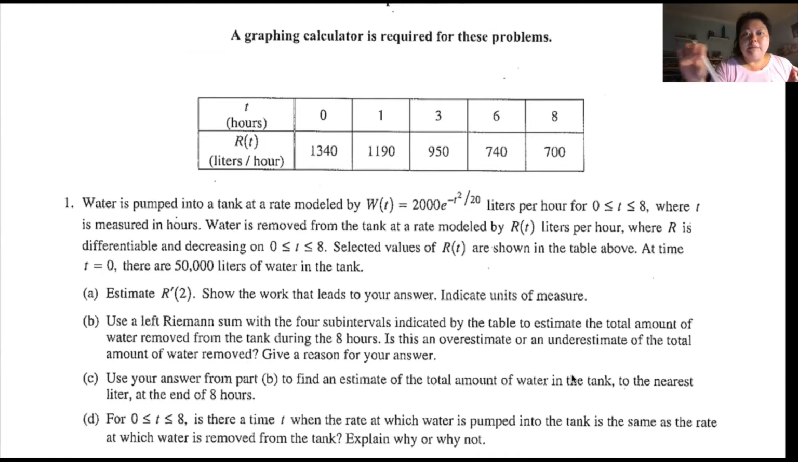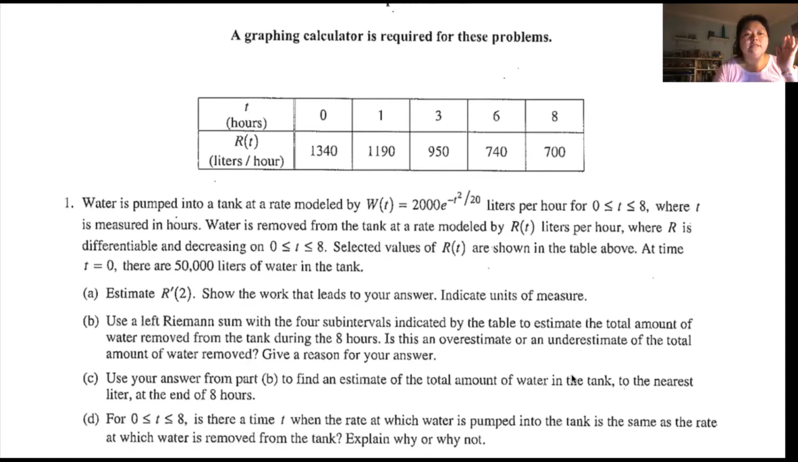So R of T is this table in front of us, and W of T is a function. Water is pumped in with W of T, and water removed, R of T. Selected values of R of T are shown in the table above. Initially, at T equals 0, there are 50,000 liters of water in the tank.